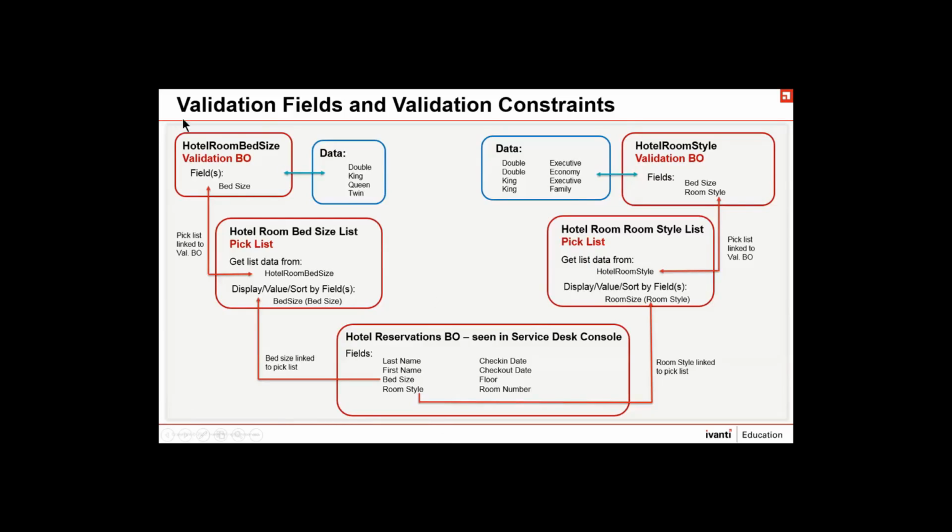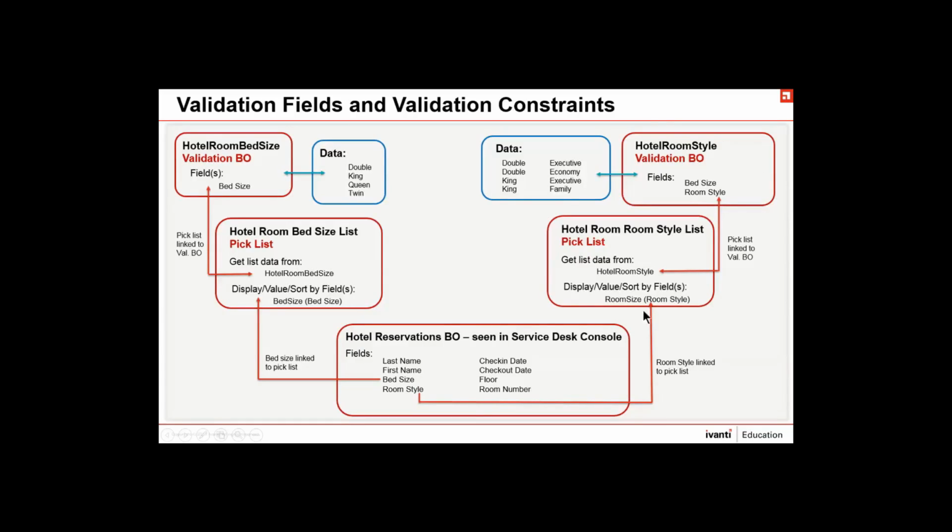Now in the first half of the class, we created a validation business object with a field in it for bed size. Then we created a pick list that said to get its information from here. And then we linked this pick list to the bed size field. So that's how we were able to, in the Service Desk console, click on the arrow next to bed size, and it showed us the size of beds that we had. And the data up here, these are the bed sizes that we added. Well, what we want to do is, like I said, let the reservation clerk choose the size of bed and then see which room styles are available with that size bed.